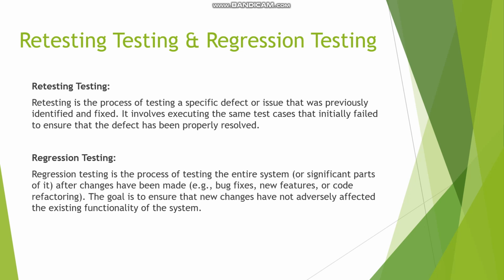Regression testing is the process of testing the entire system or significant parts of it after changes have been made, such as bug fixes, new features, or code refactoring. The goal is to ensure that the new changes have not adversely affected the existing functionality of the system. When we do the retesting, the bug is fixed. But because of that bug fix, to check whether other parts of the application are affected or not, we do the regression testing.